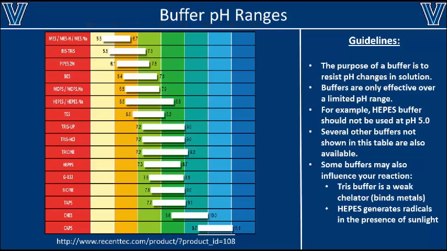Aside from the pH range of a buffer, you should also consider its chemical reactivity. For example, TRIS buffers are weak chelators. That means they will weakly bind metal ions. In addition, HEPES buffers generate free radicals that can significantly interfere with your chemical reaction if exposed to sunlight. Therefore, you should always remember to check the pH range and the reactivity of your buffer just to make sure it's ideal for the reaction that you're trying to do.